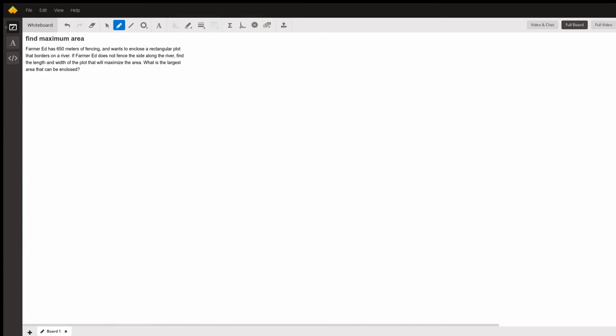Hi, this is Larry. This is actually an optimization problem, which you see lots of in calculus. This is an example of an optimization problem you can do really with algebra 2. So let's draw a nice straight river.